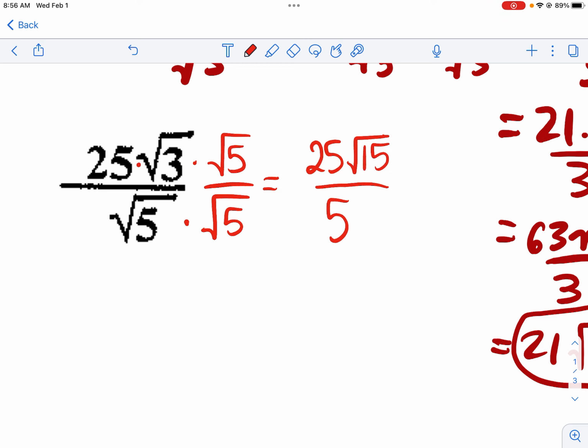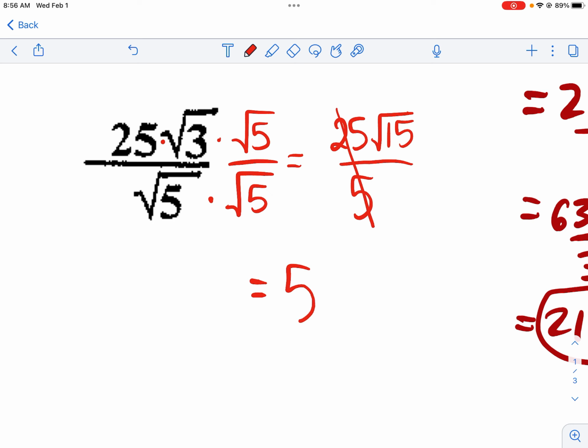And then I think, does 15 have any factors which are perfect squares? So let me think of my perfect squares less than 15. 1, obviously. 4, is 4 a factor of 15? Nope. 9, is that a factor of 15? Nope. And then my next one is 16. So actually 15 is a simplified square root. Now I lastly can divide those parts, and I get 5 times square root 15, and I'm done.